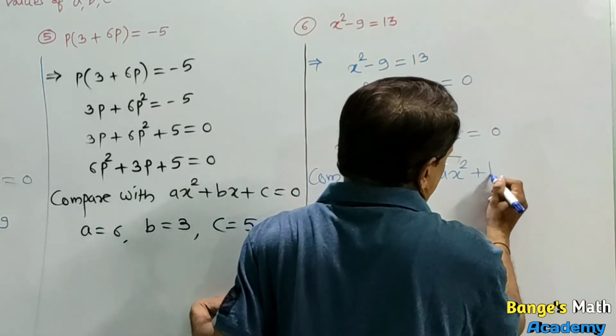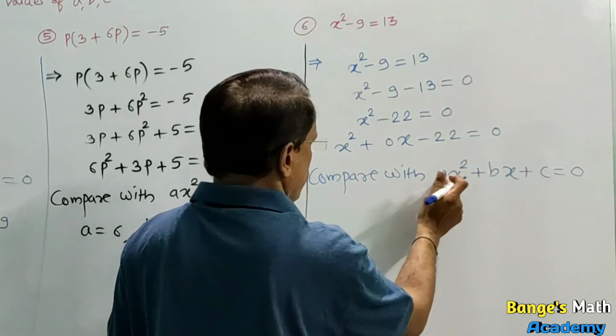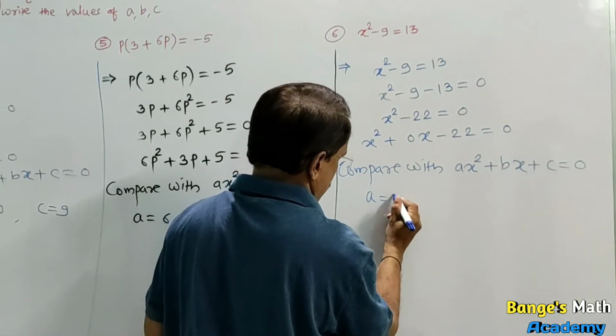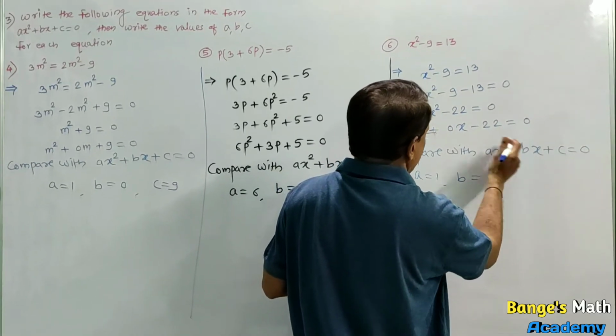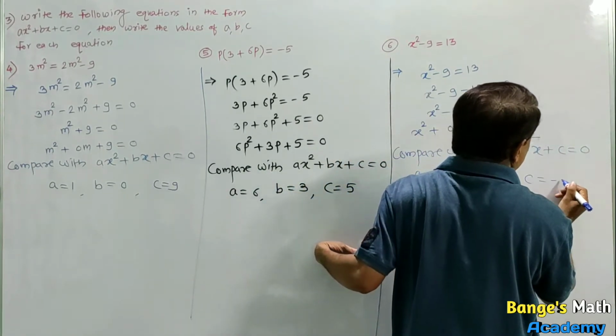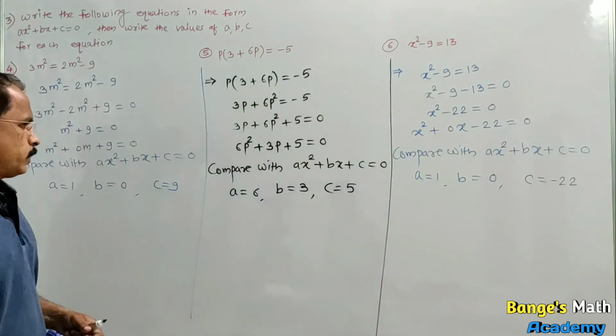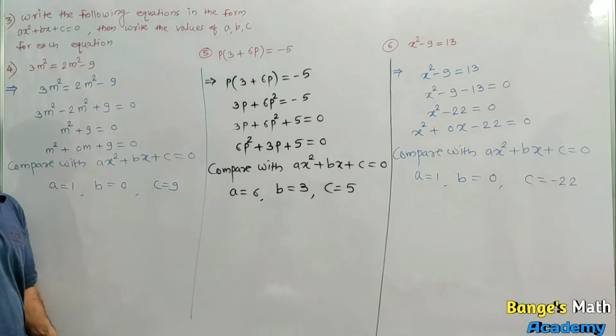Then compare the given equation with ax square plus bx plus c is equal to 0. Value of a is 1, value of b is 0, and value of c is minus 22. Write down the given example or take a screenshot.